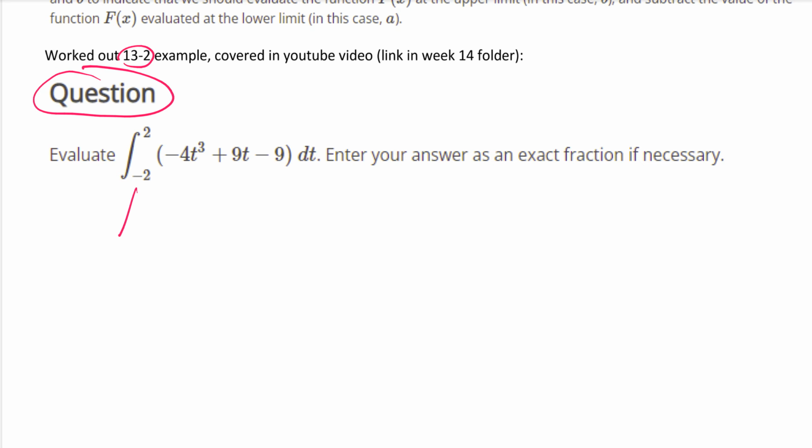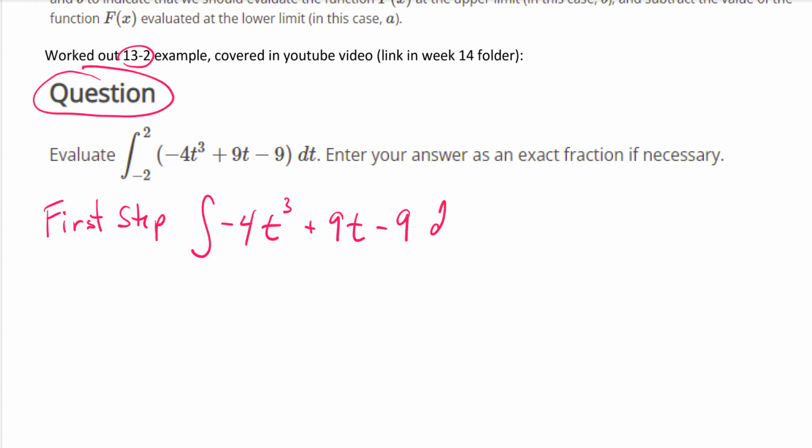As this is a definite integral, our final answer will be a number. But the first step to getting there is to calculate the indefinite integral. So I'll drop the numbers, -2 and 2, for the moment. And when we write the indefinite integral of -4t to the third plus 9t minus 9 dt, what we mean is the antiderivative. And so in the first step, this is what we need to do, is find the antiderivative.